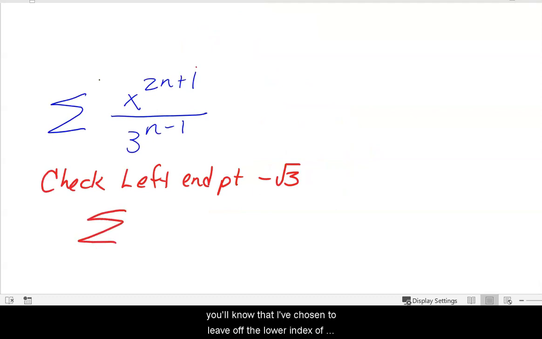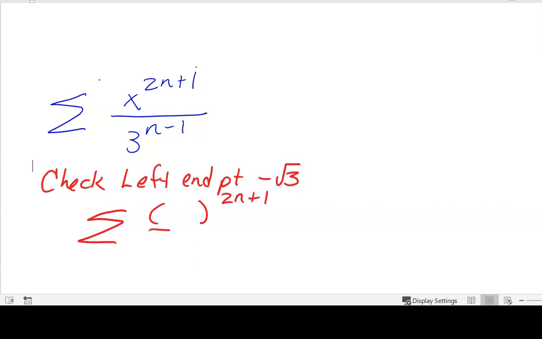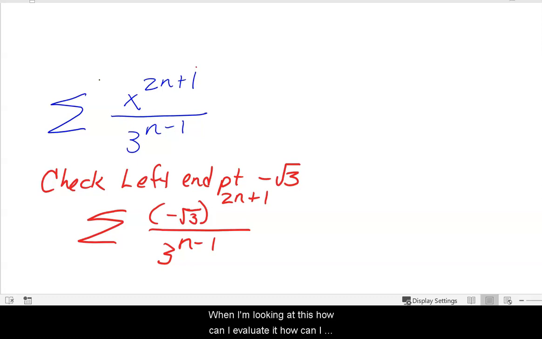You'll note that I've chosen to leave off the lower index of summation and the upper just for ease of writing. Remember that this replaces only the variable x in the original series. This is going to then be rewritten in this format. I'm replacing it with negative the square root of 3. When I'm looking at this, how can I evaluate it? How can I determine what it is?